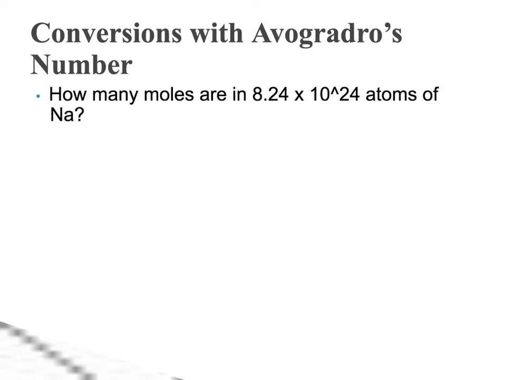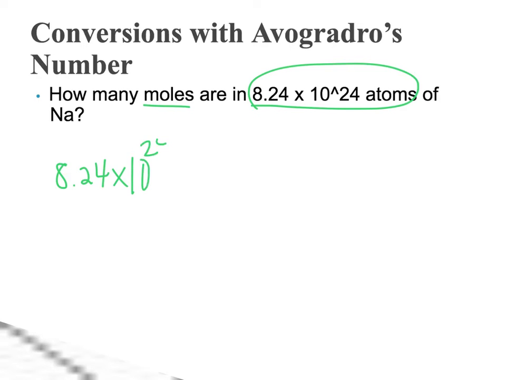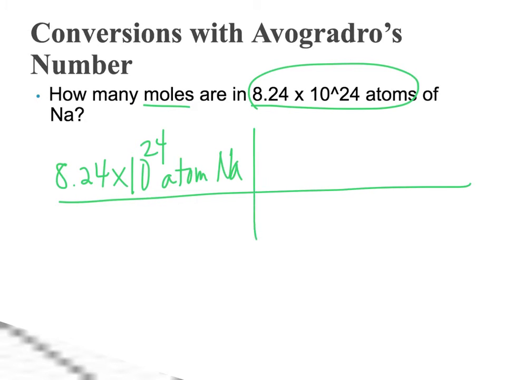Okay, so now let's do one where we're starting with atoms instead of moles. So this time we're going to be going to moles. So we're going to start with the 8.24 times 10 to the 24th atoms, and this time it's sodium. Okay, we have atoms of sodium, so we know we want to get rid of atoms of sodium, and that means we're going to go to 1 mole of sodium on the top.